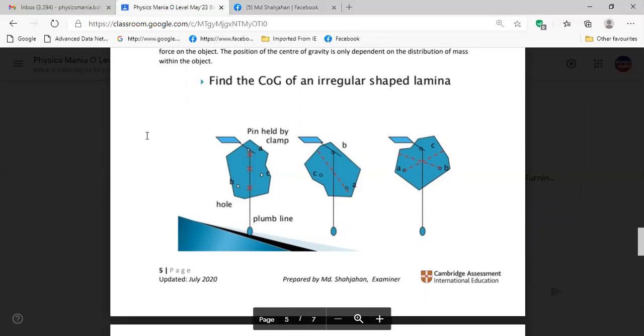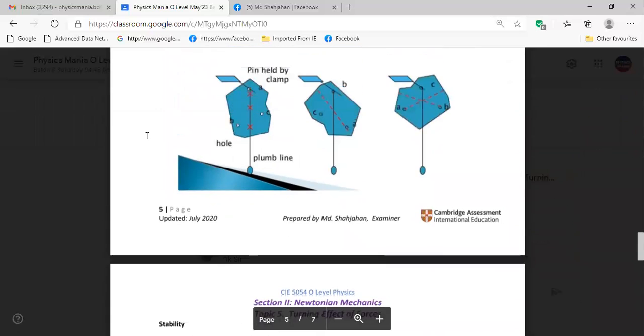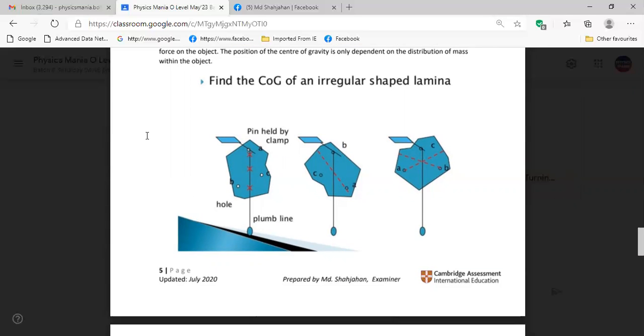First we are going to drill a hole in the lamina, which will be held by a pin in a clamp, and then we are going to align a plumb line with it. After that, we are going to mark a line just behind the plumb line, and then repeat for several different positions. Where these lines intersect, that's the center of gravity. Yes, that's the center of mass or center of gravity. So that is how to get the center of mass of an irregular shaped object. You should learn the steps and mention the whole process in three steps.